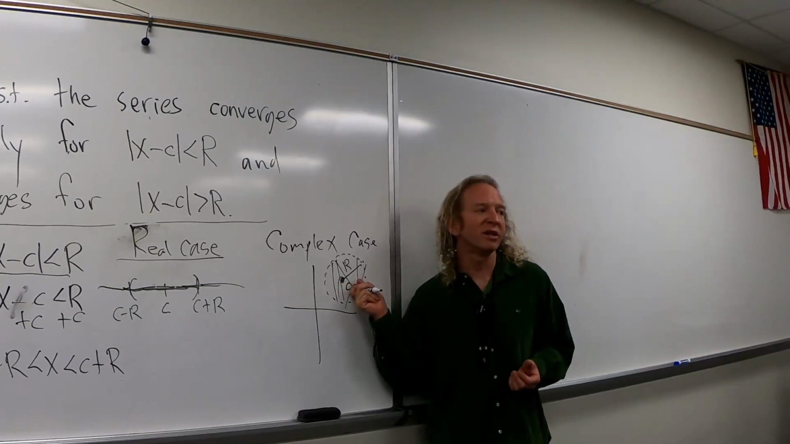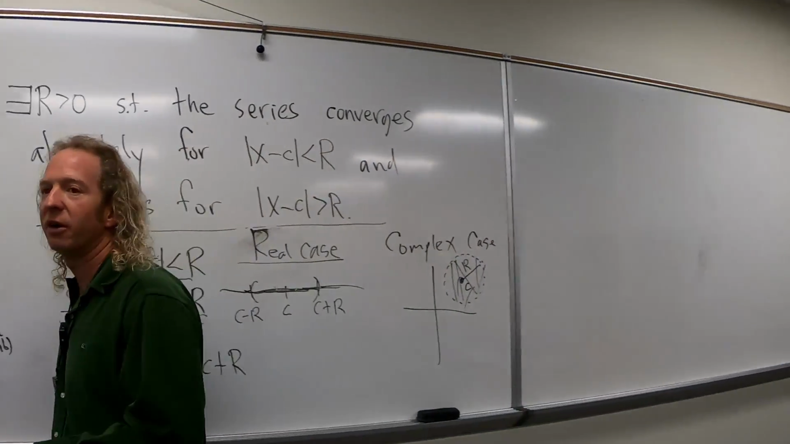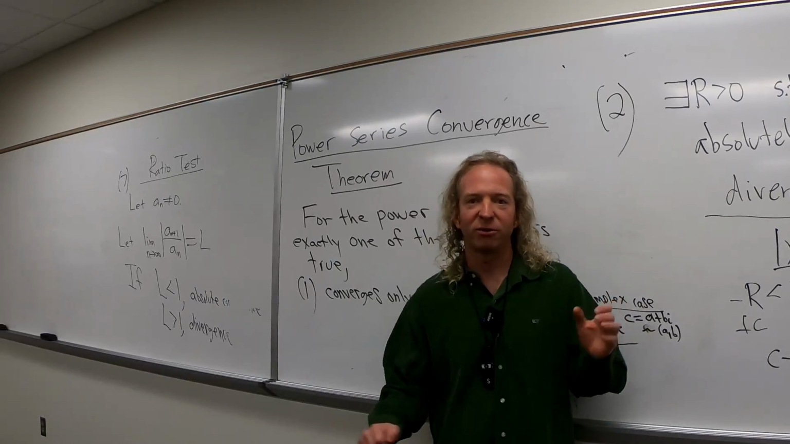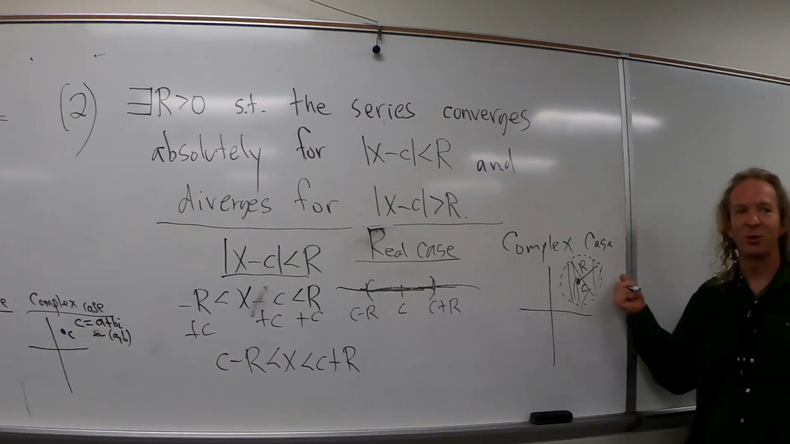This is called an open disk because it's two-dimensional. If it was three-dimensional, it would be an open sphere. And if it was four-dimensional, then we just call it an open ball. We call them all balls. You can just call them balls if you want to, but it's an open disk.